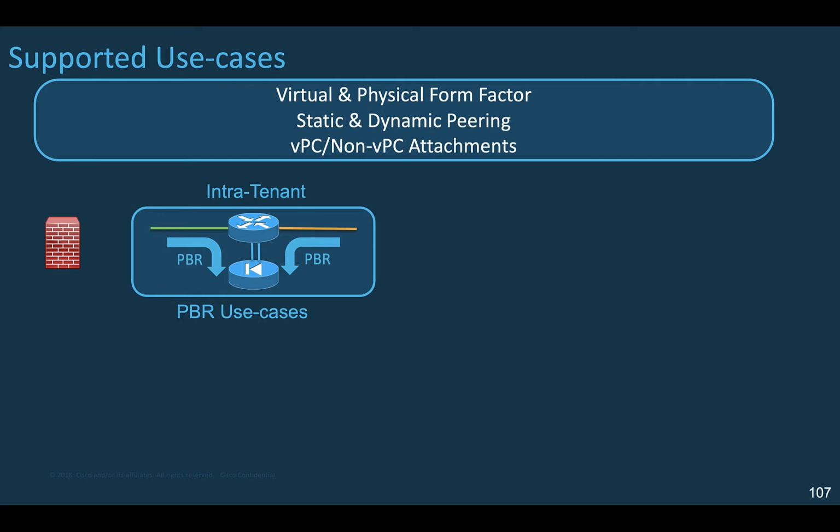Inside the tenant, the traffic is routed by the IRB functions, so you need a mechanism to select and redirect only the concerned traffic toward the firewalls. And that's why we need PBR for intra-tenant redirections. One arm or two arm model deployments are supported.